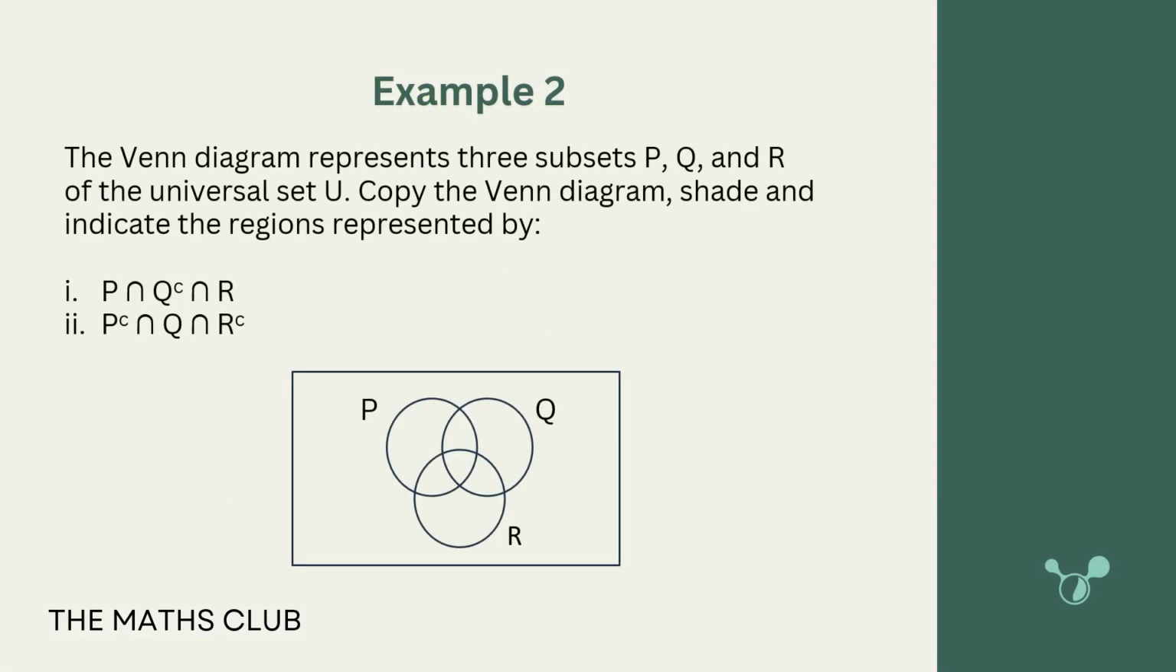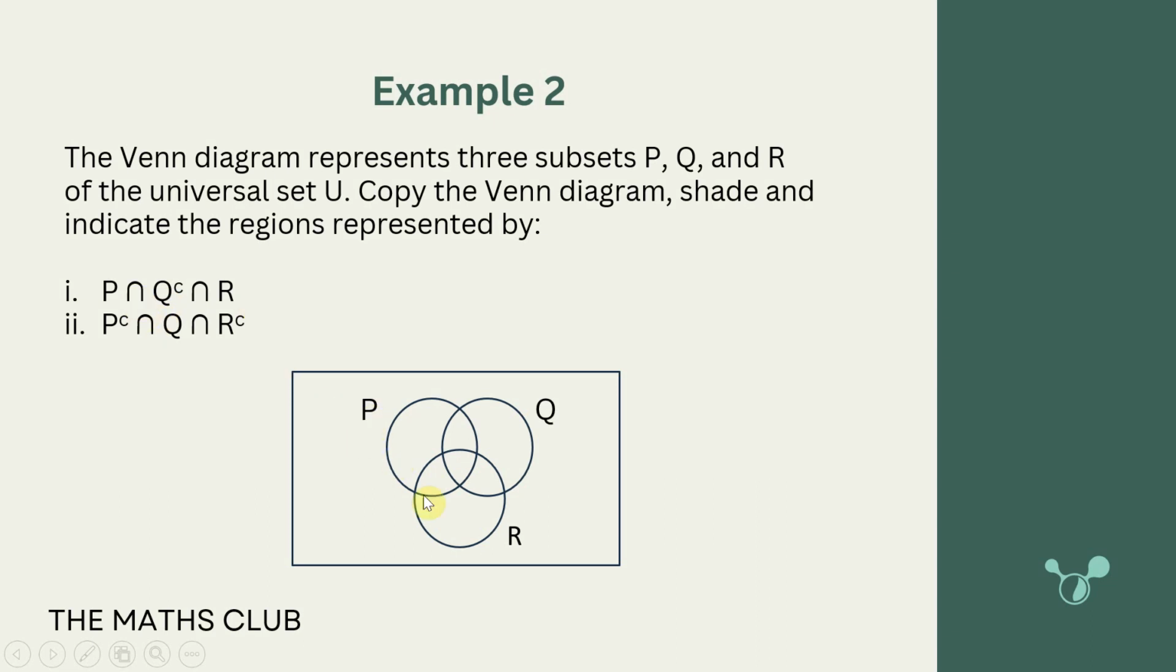Now the second example says that the Venn diagram represents three subsets P, Q, and R of the universal set U. Copy the Venn diagram, shade and indicate the regions represented by. So this is P intersection Q complement intersection R. I want us to actually do this mentally. If you are given P, Q, and R only, just ignore the one that has complement. So you are shading P intersection R first.